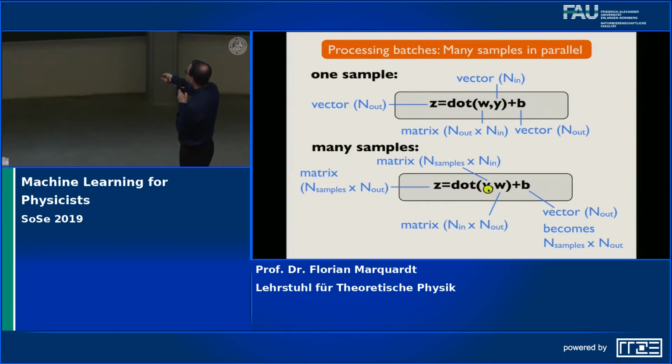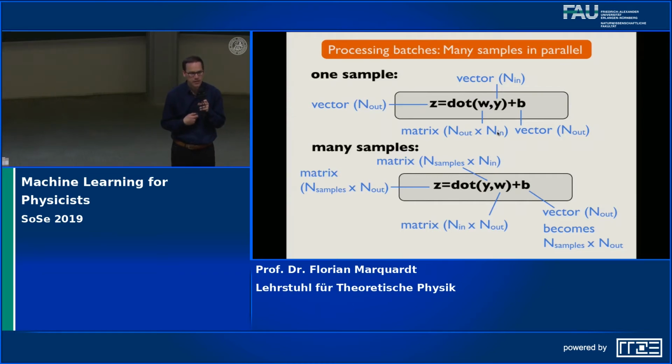So now I told you that Y will no longer be just a vector of dimension n in, but it will be a matrix, n samples times n in, because we want to collect all these samples. In order to properly multiply this with a weight matrix, you know that in matrix multiplication, the inner index in the product must always match. This is the index that we sum over when we do multiplication of two matrices. So automatically, the dimensions of this weight matrix now must be n in times n out. So somehow the indices have been interchanged from the old definition. But that's okay.